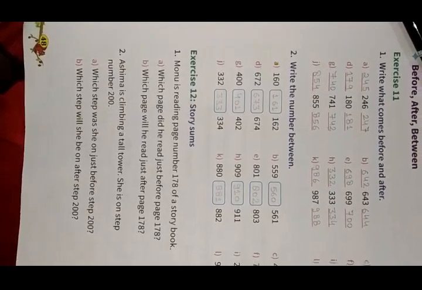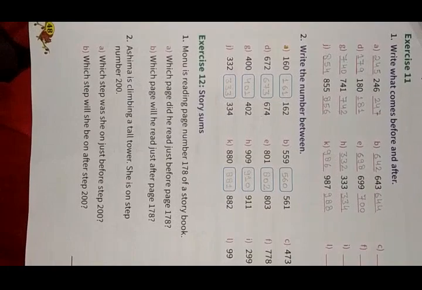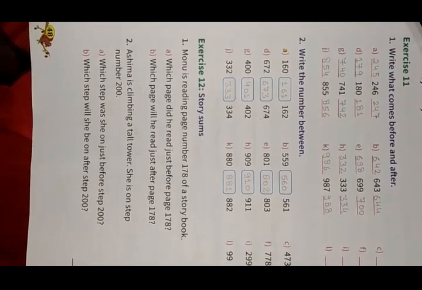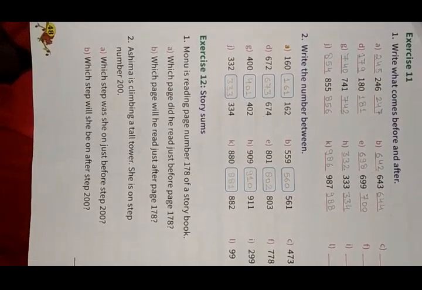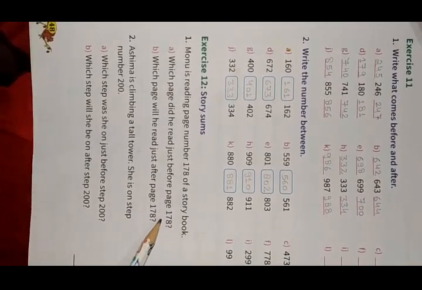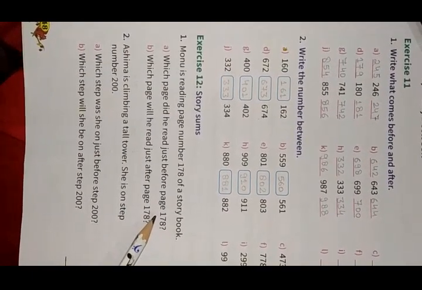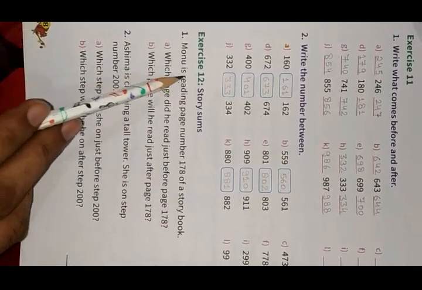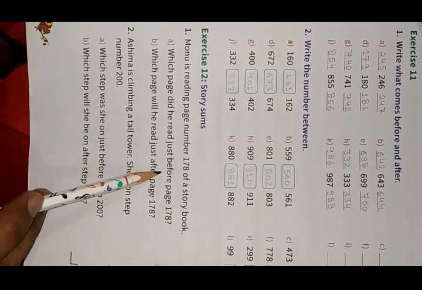Question number one. Monu is reading page number 178 of a storybook. A part: which page did he read just before page 178? So what number comes before 178? 177. So the answer is 177. You just have to write the answer in your notebook after the question. First write down the question, which page did he read just before page 178, and the answer is 177.